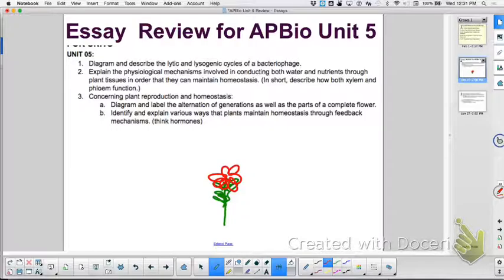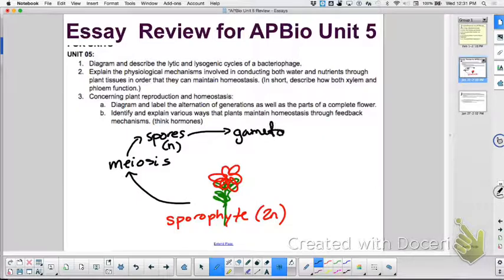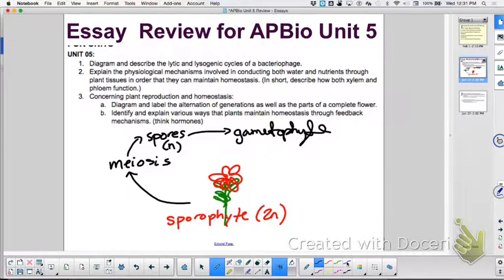Yeah, I would call this the sporophyte, and is it diploid or haploid? So I would put 2N. And then what does the sporophyte always make? Spores. By what process? Meiosis, right? So meiosis is going to make spores that are what? Haploid. What did the spores grow up to be? Gametophyte. By what process does it do that? Good.